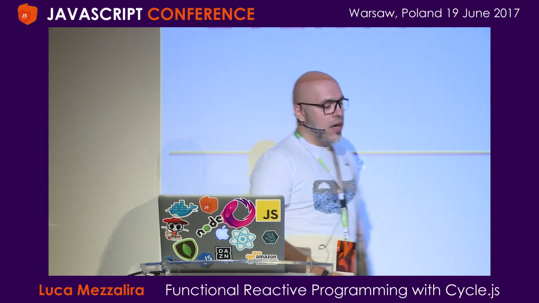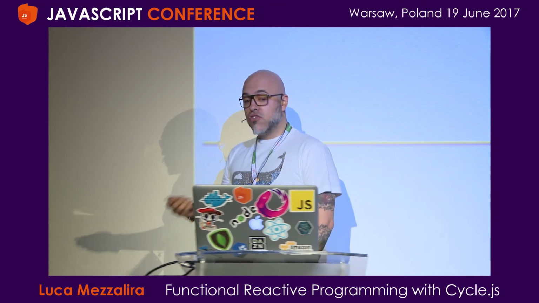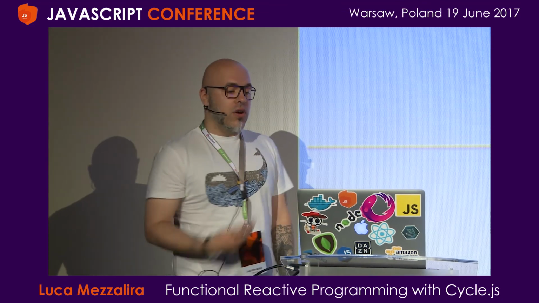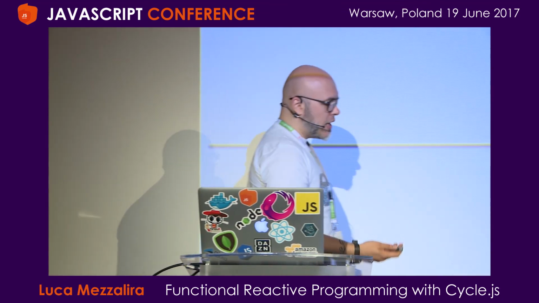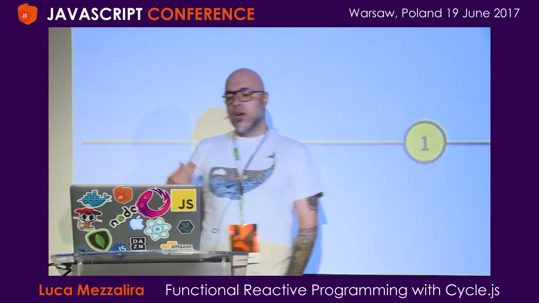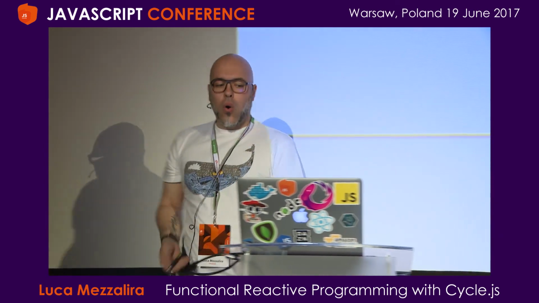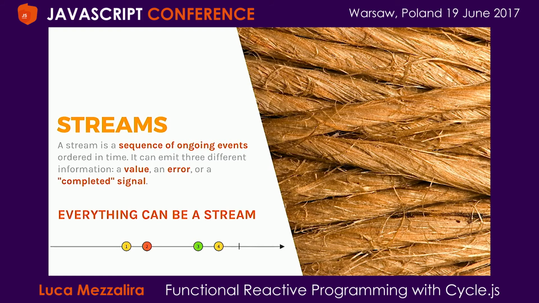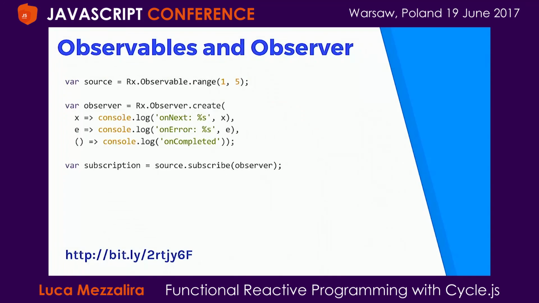So this vertical line means that the stream is completed at that moment. Each stream can usually receive a value, it could generate an error, it could receive an error, or it could receive a complete signal. These are the three things that you have to remember. A special type of stream is the observable, and that's the key part of this.